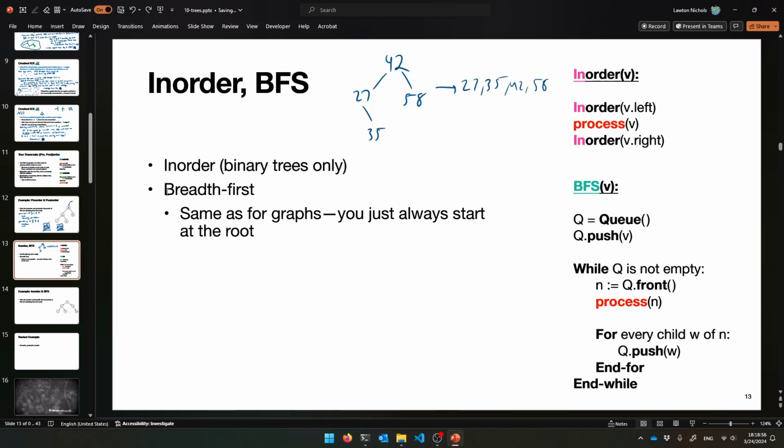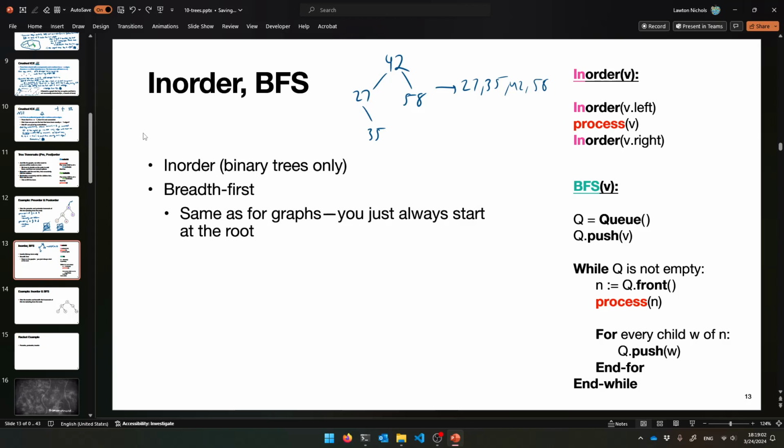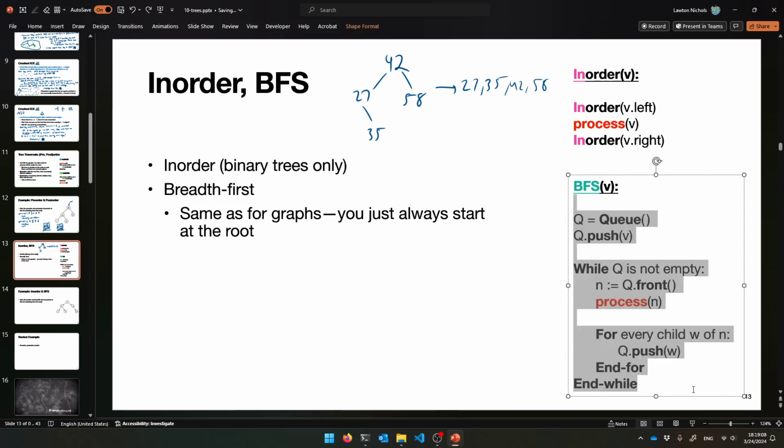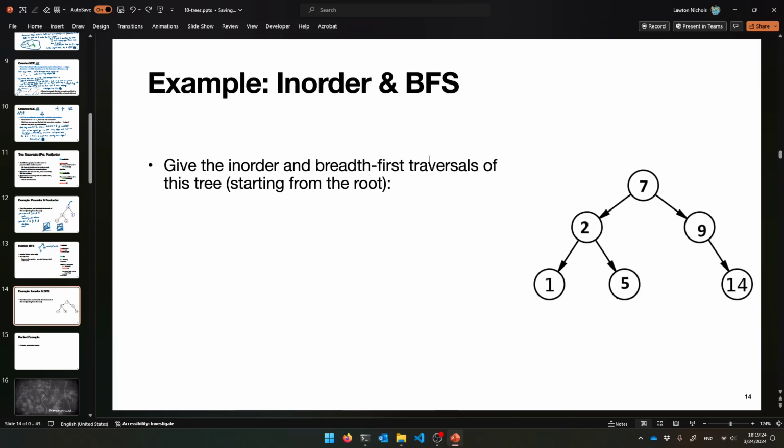Okay? Next we have breadth first traversal of a tree now. This is exactly the same as for graphs. All right, so let me show this to you. So you start at the root. It's exactly the same algorithm as the graph breadth first search was. Okay, that's the idea. So while the queue is not empty, you're going to push the root, you process the front of the queue, and then go through each of its children and add them to the queue. And so you're going to visit in level order. So let me show this to you.